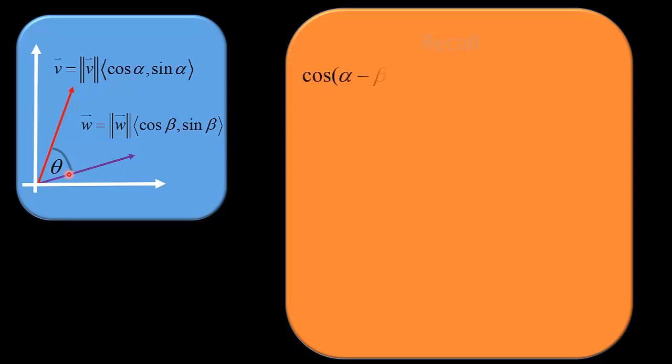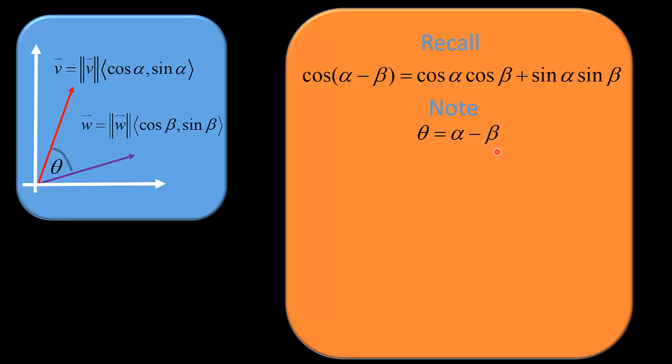Now, let's just remember something real quick. Remember that back when we were studying identities, we discovered that the difference angle for cosine is this. Cosine of alpha minus beta is equal to this expression. This was one of our identities that we studied. Also take note that if you take this big angle alpha and subtract off the small angle beta, you get theta. So theta is really alpha minus beta.